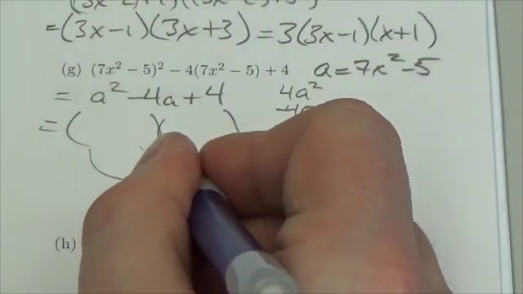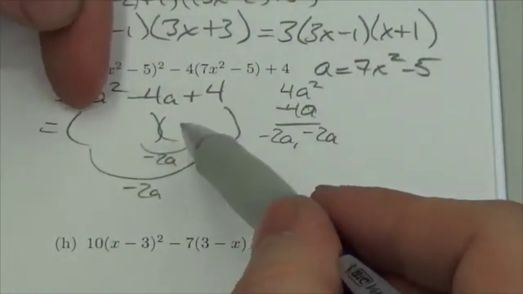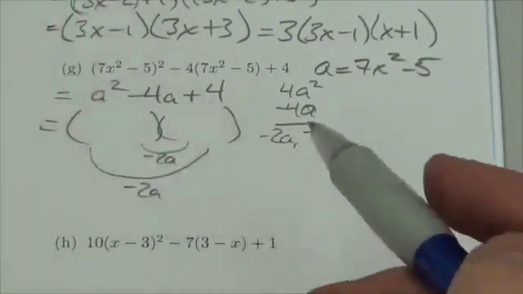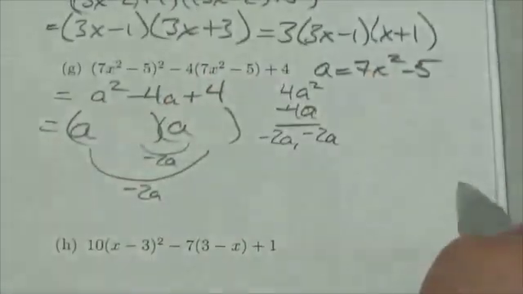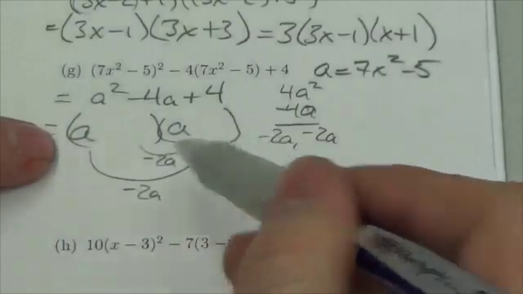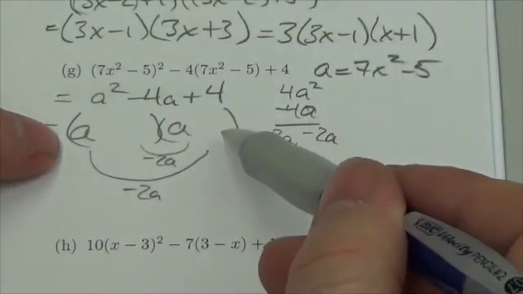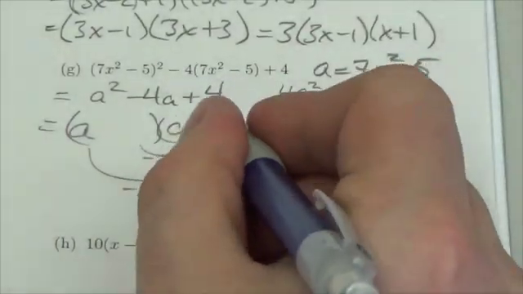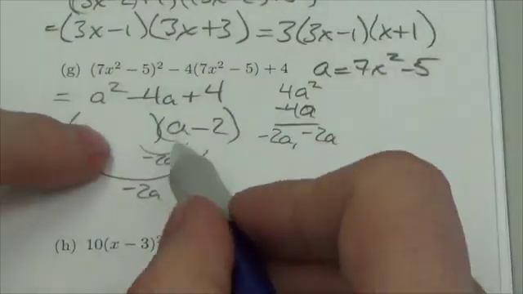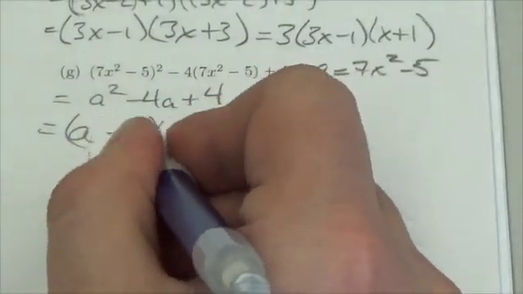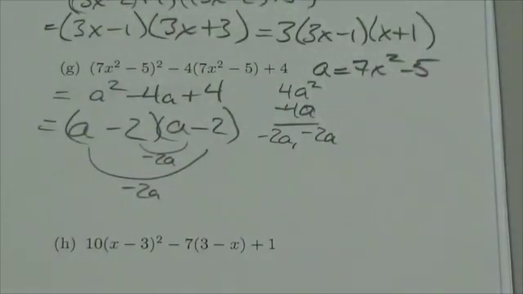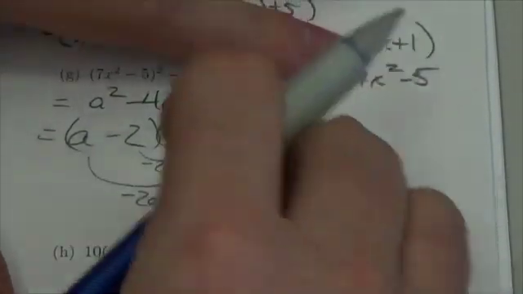Negative 2a, negative 2a. So now, the first two terms of both of those binomials, when you multiply them together, you're going to get a and a to get a squared. The outer two have a product of negative 2a. Well, there's my a. So back here, this has got to be minus 2. The inside two have to have a product of negative 2a. So there's my a. So this has got to be negative 2. So a minus 2 times a minus 2.